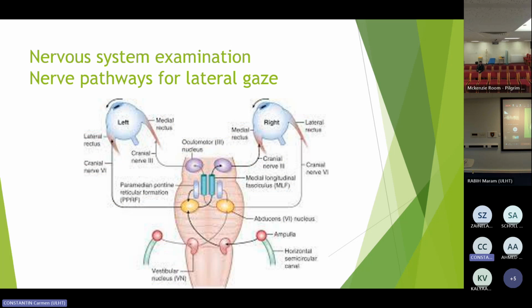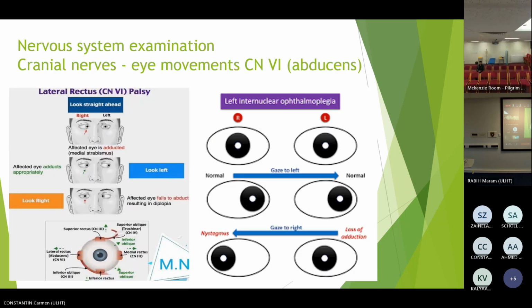This is just a quick picture to remind you of the nerve pathways for lateral gaze. You can see that in lateral gaze, you have three cranial nerves involved: the third, the fourth, the sixth. And very important, one of the presentations and findings on our examinations in posterior circulation, so in brainstem strokes I'm talking about, is internuclear ophthalmoplegia.